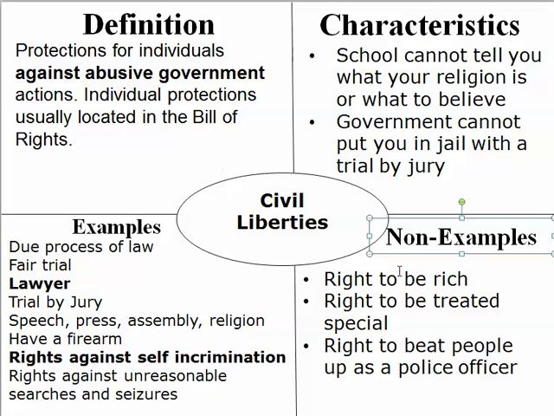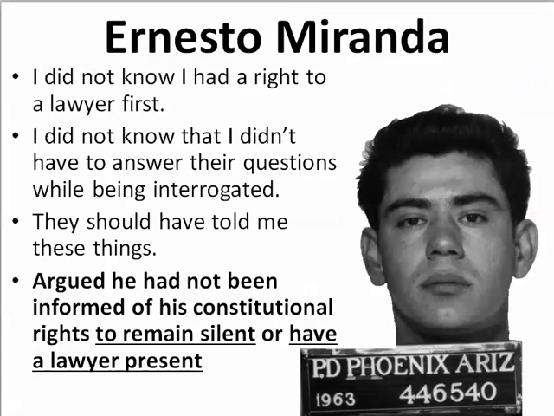Some non-examples are you have a right to be rich, or you have a right to be treated special in some way, or if you're a police officer you have a right to beat up people because you have the power. That's not acceptable. So civil liberties are these individual rights against abuse of government. And Ernesto Miranda said his had been violated because the government didn't inform him of his right to remain silent and to have a lawyer present.